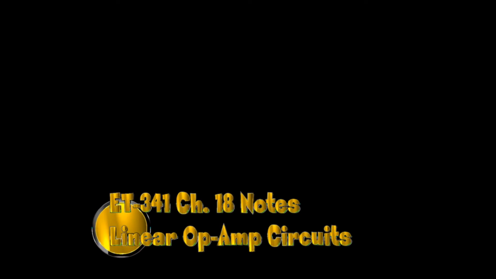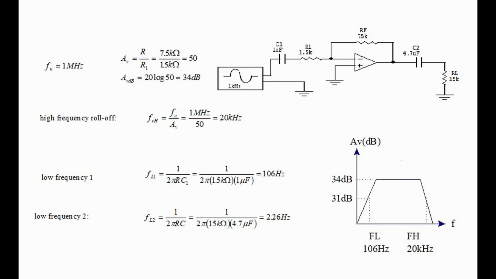This chapter contains more op-amp circuits in negative feedback with a few variations. Here we have an op-amp circuit in inverting configuration. First, we calculate the gain and then immediately convert the gain to decibels. If FU is 1 megahertz for this op-amp, then we can find the high frequency roll-off by taking FU and dividing it by the gain, in this case equals 20 kilohertz.